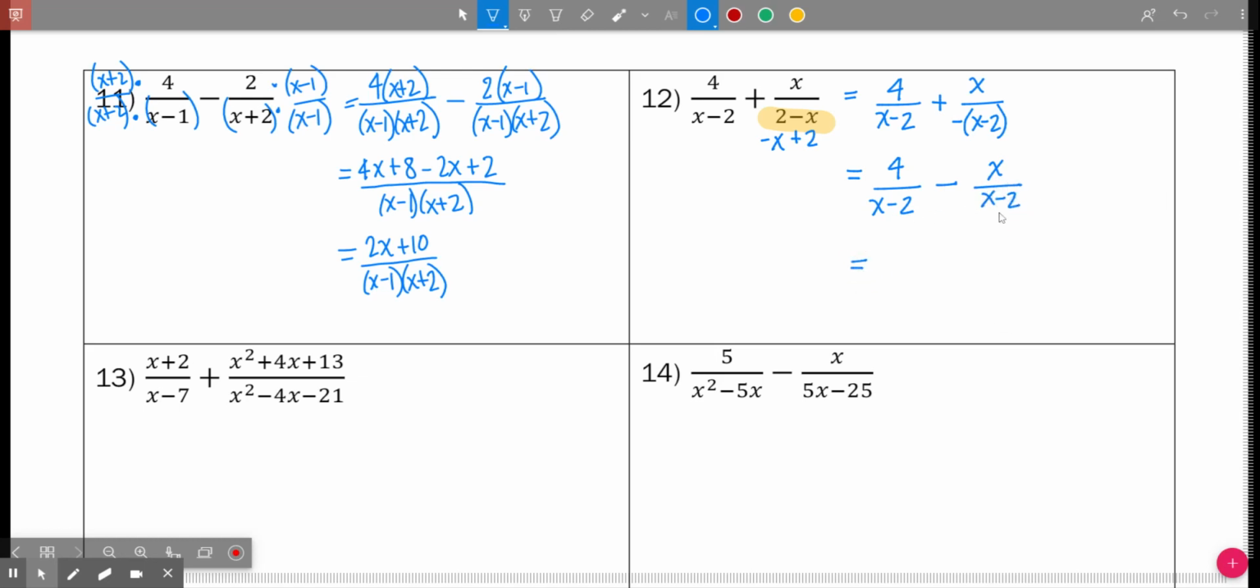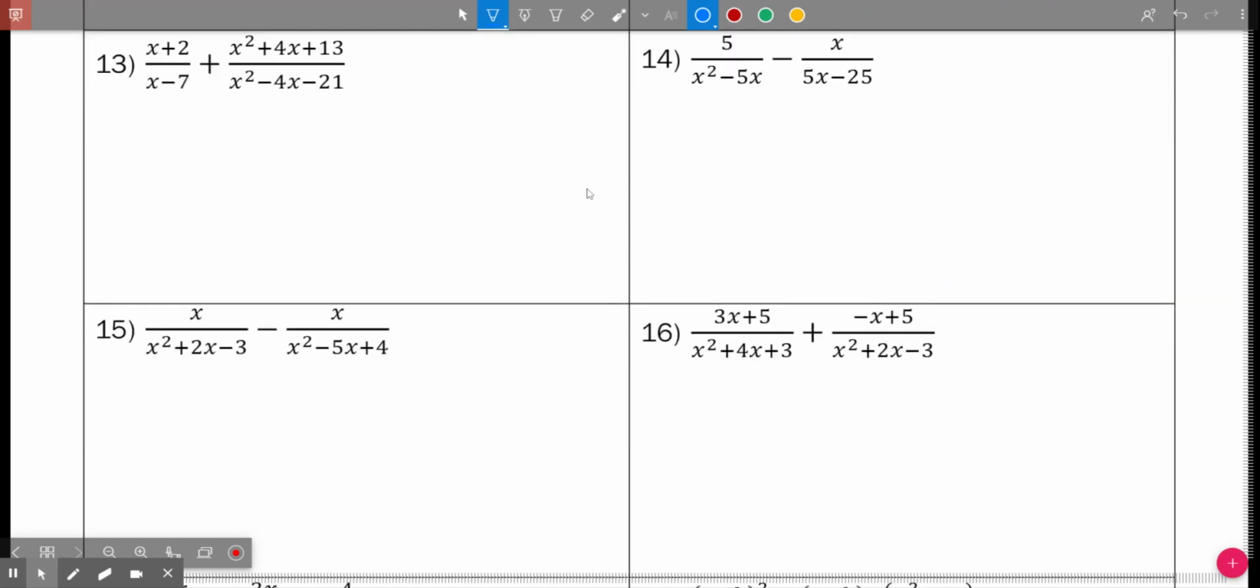So I have the common denominator. I subtract across my numerators, and my denominator stays the same. This can also be written as negative x minus 4 over x minus 2. But either answer is acceptable.